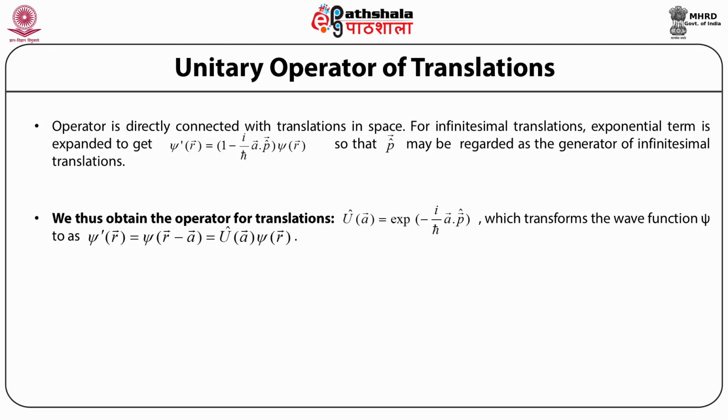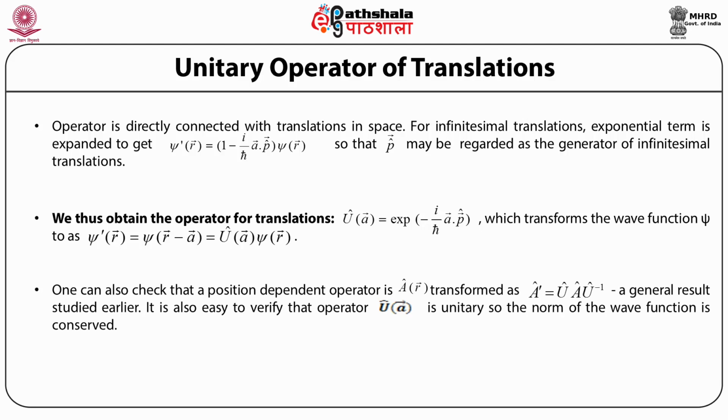And using this relation, one can also check that a position dependent operator A as a function of position vector r is transformed as operator A prime equals operator U, operator A, operator U inverse, a result that we have studied earlier also. It is thus easy to verify that the operator U as a function of position vector a, that is the operator for translation, is a unitary operator, and so the norm of the wave function is always conserved.